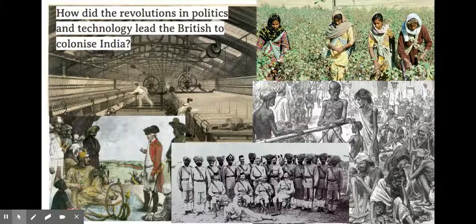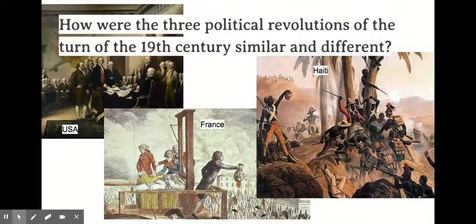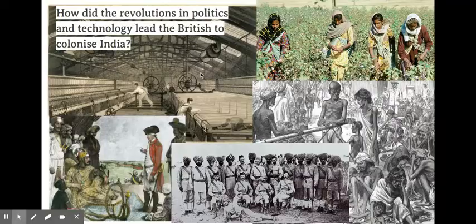How did those revolutions in politics then lead the British to colonize India? Whoa, we're jumping from America to India. Well, we go back one. Britain lost its colonies in America because they had their own revolution. And so they needed a new place to get cotton.